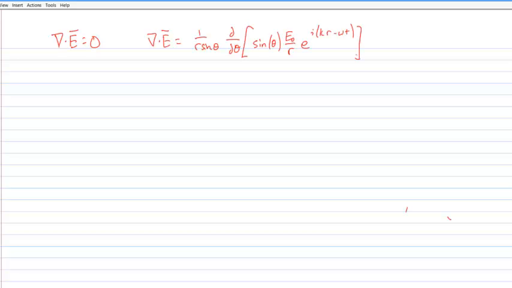which evaluates to, and we really don't have any good way of making that 0. So we're not going to get this trial solution to work out after all. Apparently spherical waves just can't have this simple of a structure.